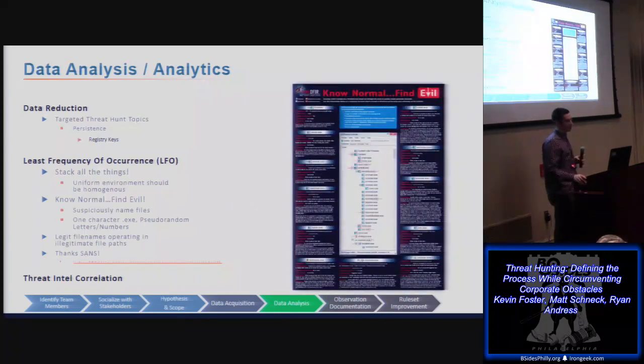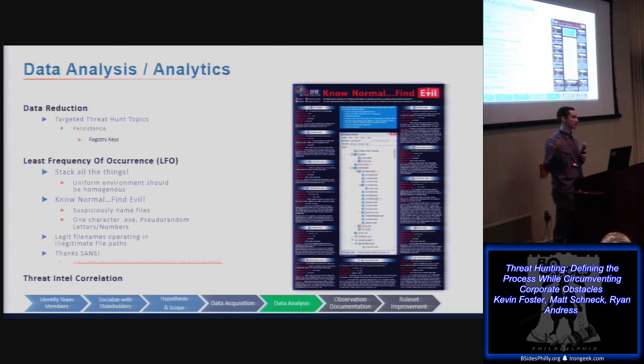Again, find evil or know what is normal in your environment. Whether this is Linux or Windows, this has to be essential. And this comes down to just knowing your environment and being in it long enough. Is service host running out of a path outside of System32? Is there single name characters .exe? Kind of suspicious. Or pseudo-random letters and numbers. Legit files operating in illegitimate file paths. So a lot of knowing what is normal and not normal is a lot of what data analysis techniques we're going to be utilizing.